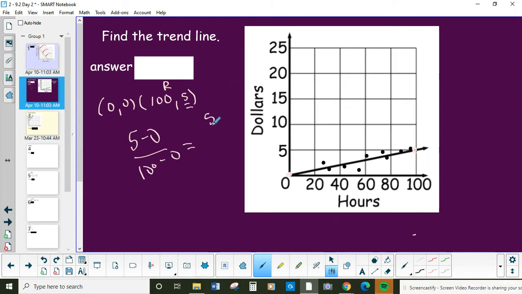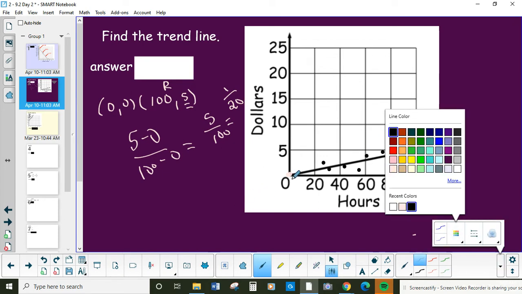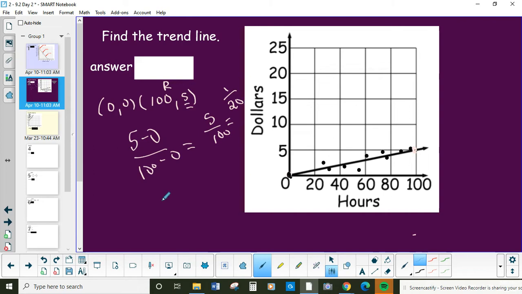So no matter how you do it, you're going to get 5 over 100, but we always simplify our fractions, right? 5 goes into 5 one time, 5 goes into 100 20 times. So 1/20th is our slope. Now, I see that this goes through the origin right here. So my y-intercept is 0, so my equation has to be, okay, try to think about it before I show it to you. What do you think the equation is? Pause the video real quick.